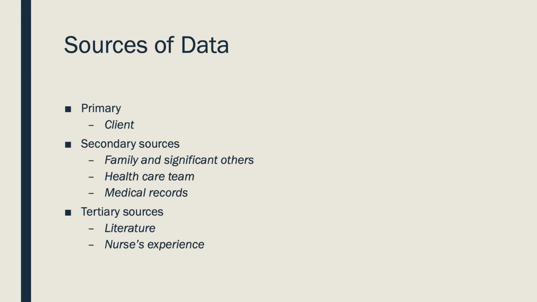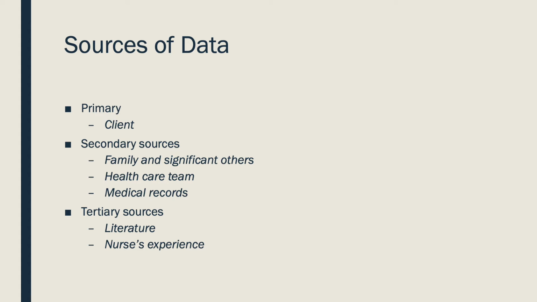So we know we can get different types of data from our patients, subjective and objective data. But where are we going to get that data from? What are our sources for data? So the biggest source of data will be primary, and that's from your client. That's from the patient themselves. They're able to give you that subjective data, and you're able to perform an assessment to gain objective data from them. However, sometimes patients are poor historians, or they have a disease process that makes it quite difficult for them to actually give you the information that we need.